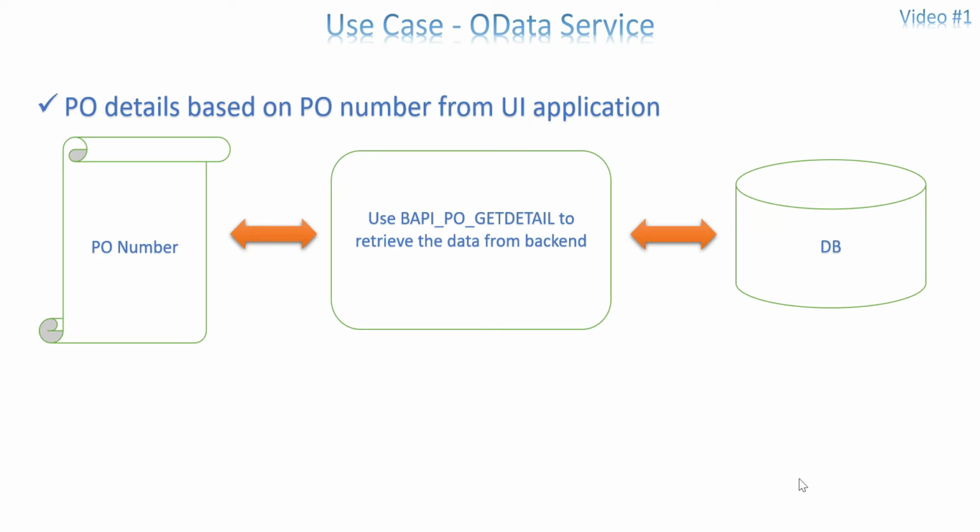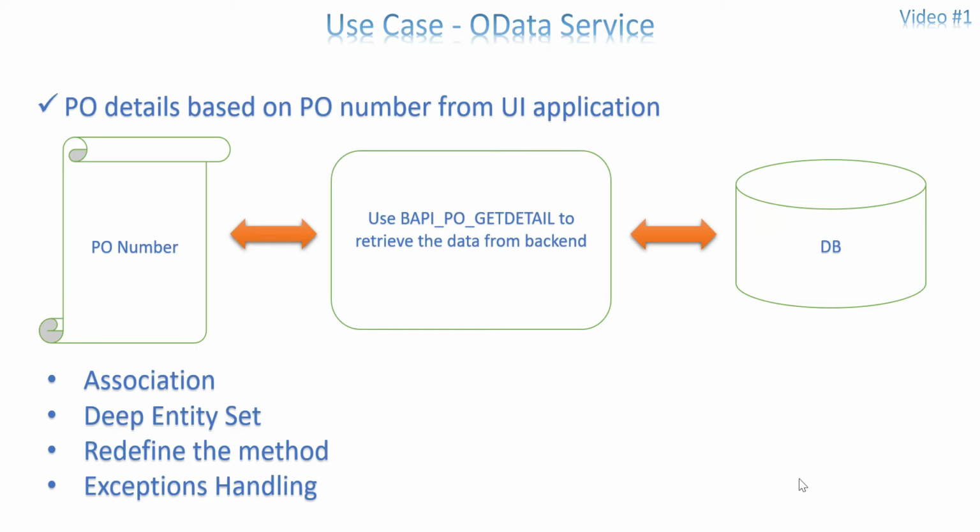So this is the scenario. I'm going to get the PO number from the UI, and based on that, I'm going to use a BAPI, BAPI_PO_GETDETAIL, to get the data from the backend system. In this, one of the things I'm going to use is association. Definitely we have to go for association for the header and item, and the deep entity set.